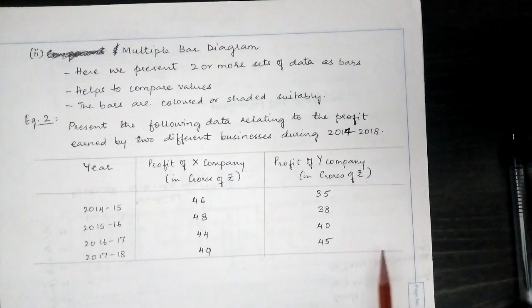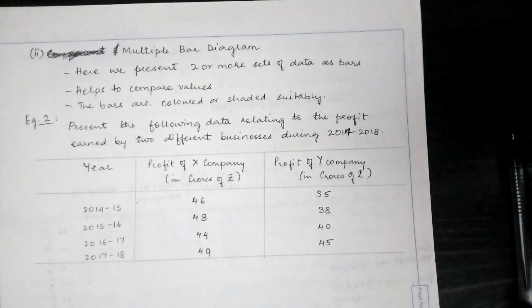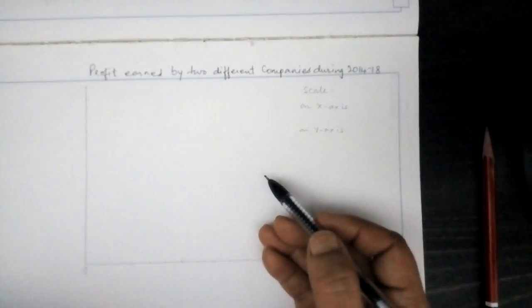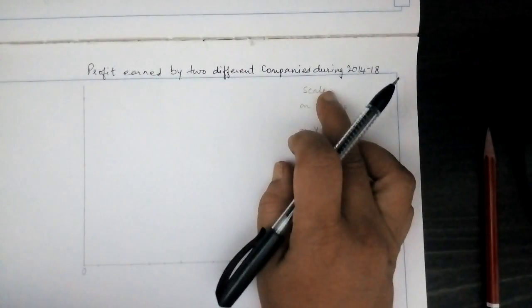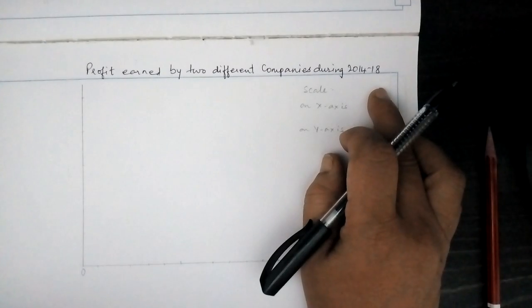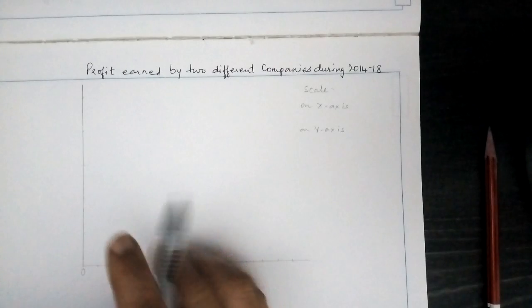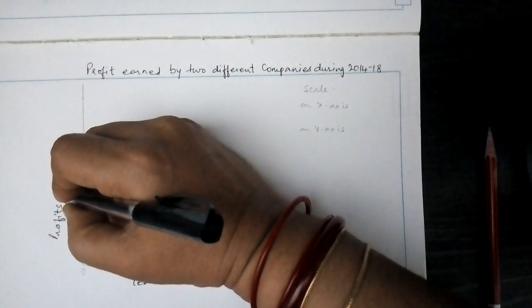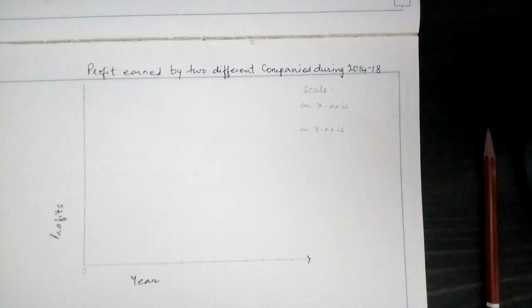So we will represent this in the form of a multiple bar diagram. Here again we will write down the title of the bar diagram that we are going to represent: profit earned by two different companies during 2014-18. Now we said that the first given is the x-axis and the second will be the y-axis. So on the x-axis we are going to represent year, and on the y-axis we will represent profits earned by the companies X and Y.